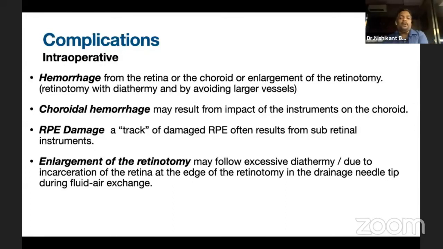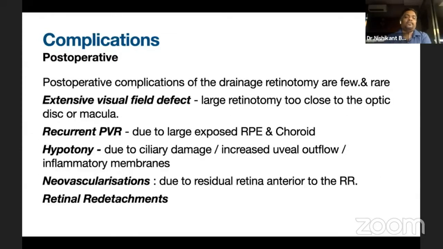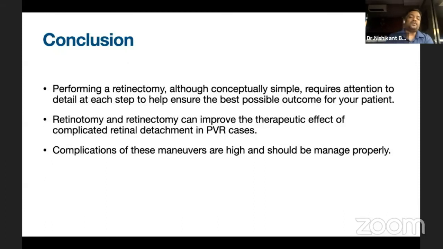You can have an enlargement of the retinotomy that may be due to excessive diathermy or due to incarceration of the retina at the edge of the retinotomy when you're draining it. So you have to be very careful when you're doing FGE. And post-operatively, if you've done too much retinectomy, you can get an extensive visual field defect. Large exposed RPE can lead to PVR. You can get hypotony, like I said before, and neovascularizations can be there, causing retinal detachments.